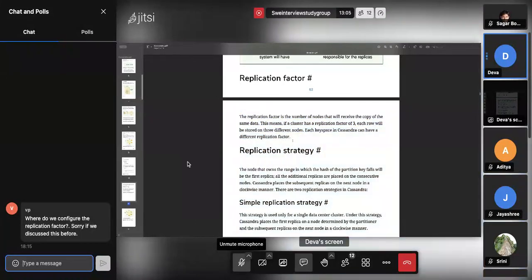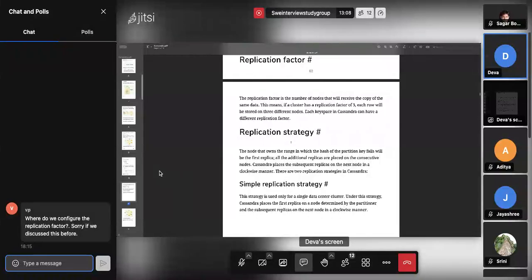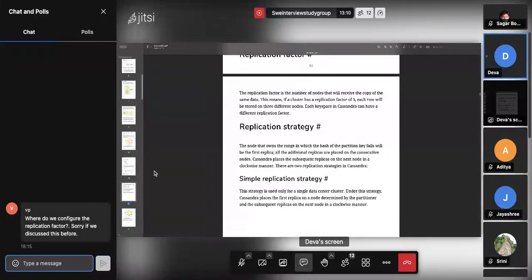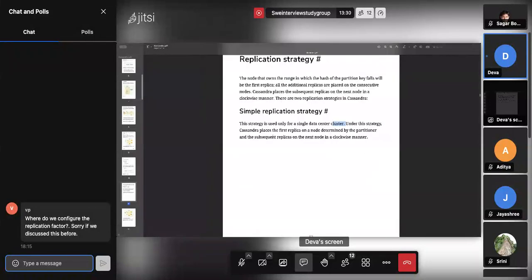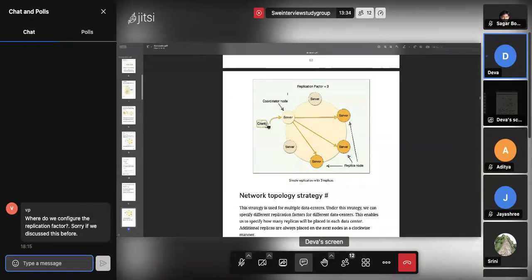So the node that owns the range in which the hash of the partition key falls will be the first replica. All the additional replicas are placed on consecutive nodes. Cassandra places the subsequent replicas on the next node in a clockwise manner. So for simple replication strategy, we read that this strategy is used only for a single data center cluster. Under this strategy, Cassandra places the first replica on a node determined by the partitioner and the subsequent replicas on the next nodes in a clockwise manner. So this is the simple replication strategy definition.